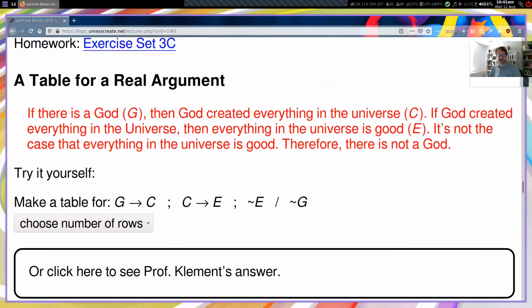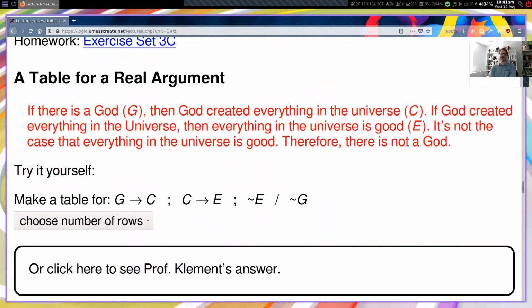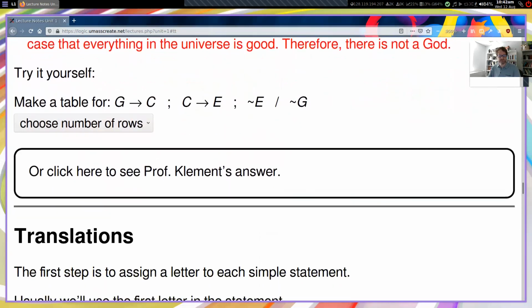I'm going to do one more truth table here. It's for this argument here, which I decided to write in English. If there's a God, then God created everything in the universe. If God created everything in the universe, then everything in the universe is good. It's not the case that everything in the universe is good. Therefore there's not a God. If you write this statement in symbolic logic, we get this. If G, then C. If C, then E. Third premise, not E. Conclusion, not G.